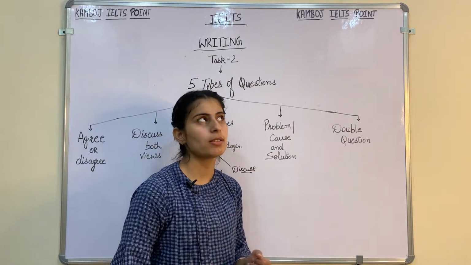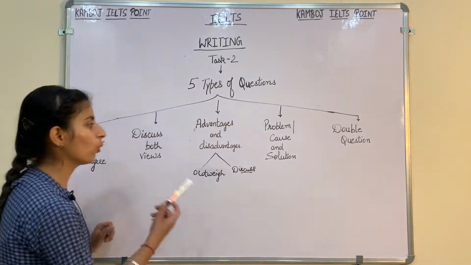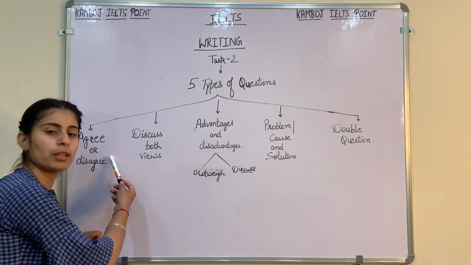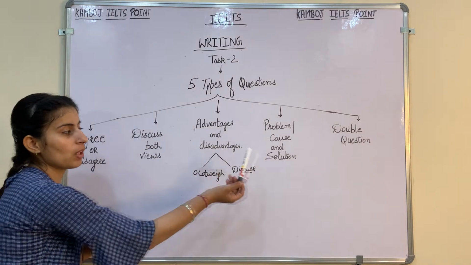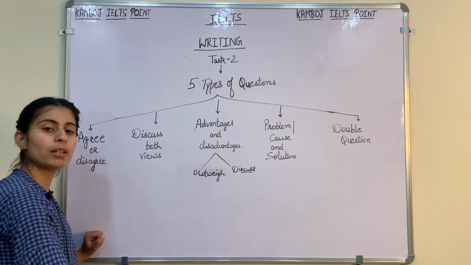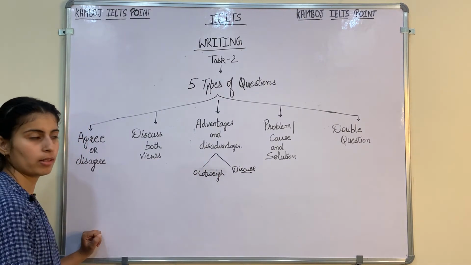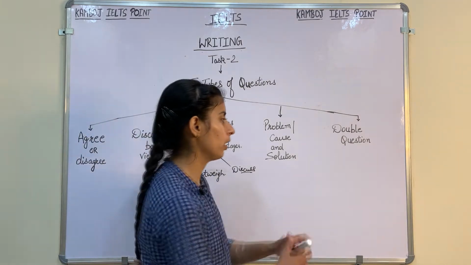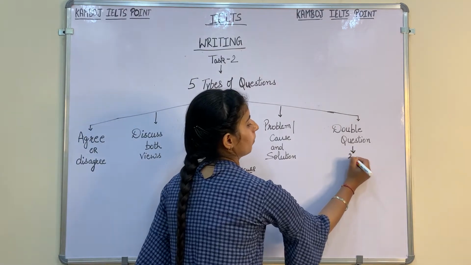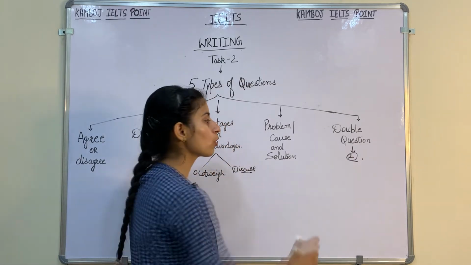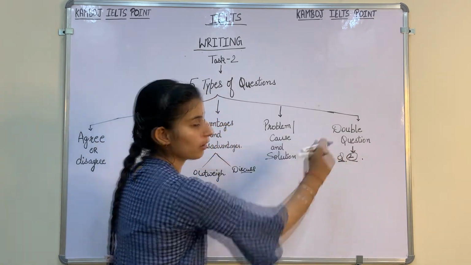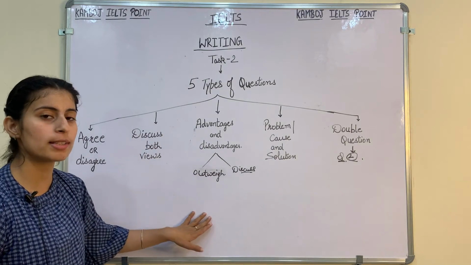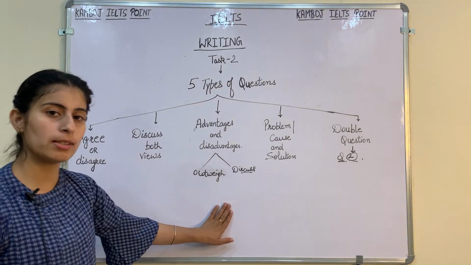The last one is double questions. In double questions you will get a mixture of any two things. They might ask you to what extent you agree or disagree and to give some solutions. They will give you a statement and then ask you like this. So you have to discuss two things in it. It would be like two questions. You will get two questions under this section. So this is all about the 5 different types of questions that you can get in your exam.